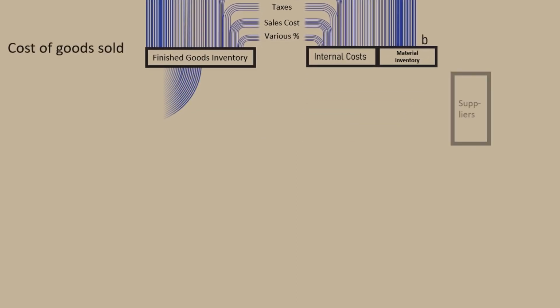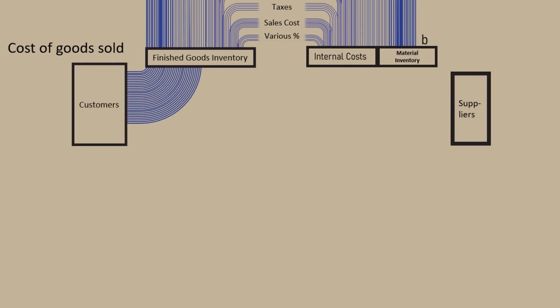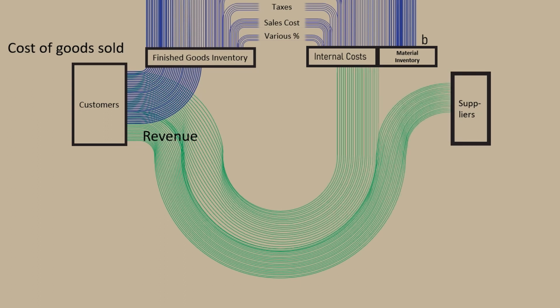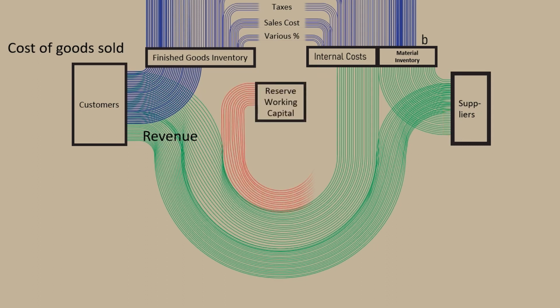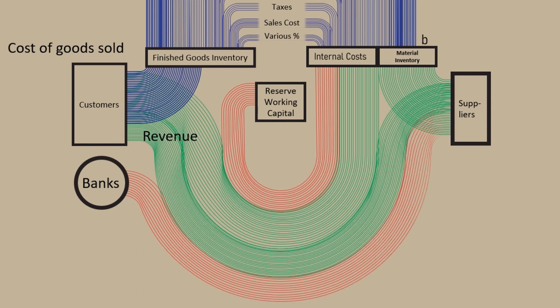Here on the left, we have a stream representing the cost of goods sold going to the customer, which generates a revenue stream, a portion of which was spent on raw materials, with the rest going toward the other spending categories. However, in this example, the revenue did not quite cover the monthly operating costs. The balance was met with cash reserves as well as borrowing from financial institutions.